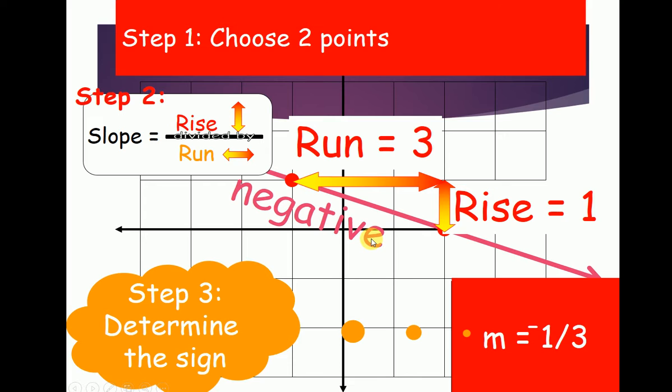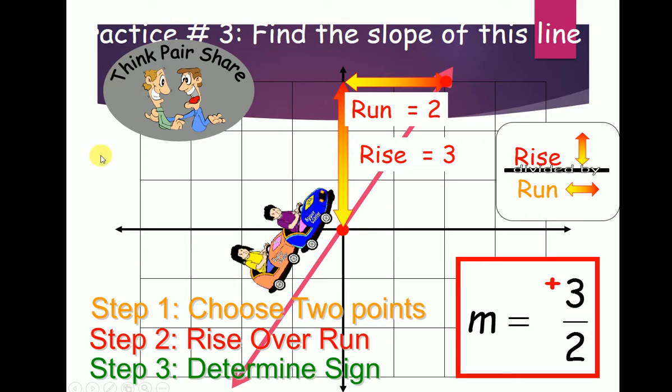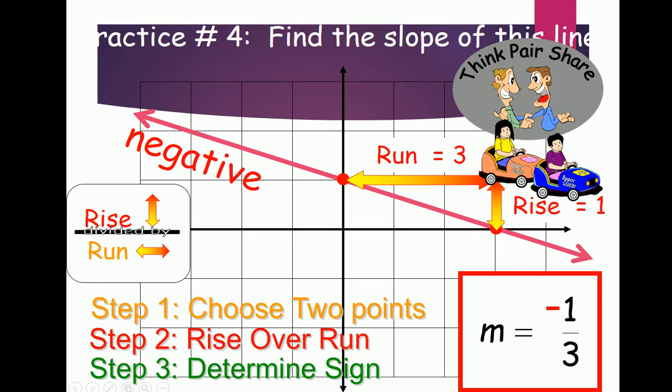Next, in this example the rise is 1 and the run is 3. So it's 1 over 3, and from left to right the graph is going downwards, so it's negative 1 over 3. Next, the rise is 3 and the run is 2, so it's 3 over 2, and including the sign, positive 3 over 2. In the last example, the run is 3, the rise is 1, so 1/3, downwards, negative 1/3.